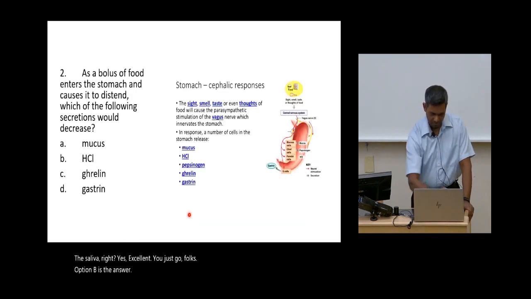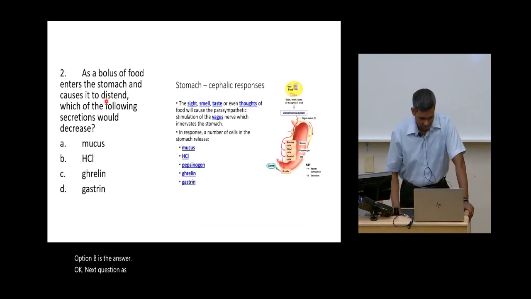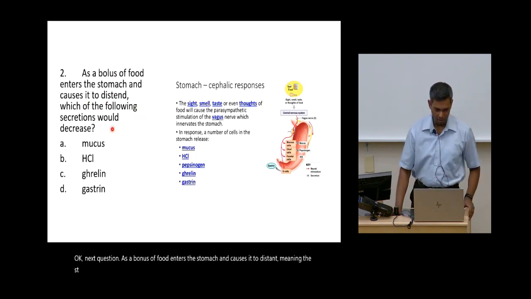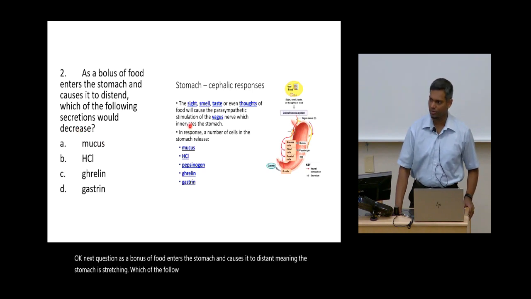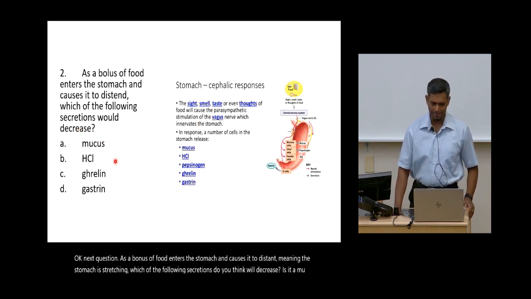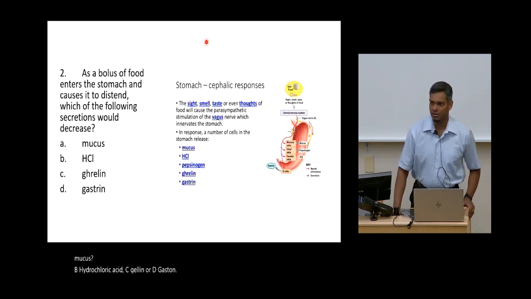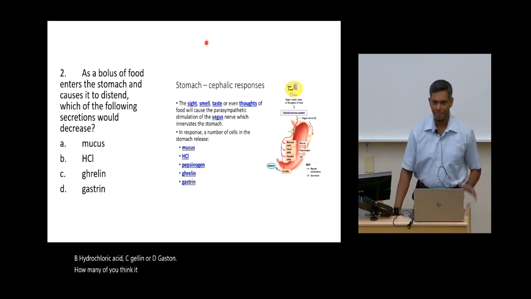Okay, next question. As a bolus of food enters the stomach and causes it to distend, meaning the stomach is stretching, which of the following secretions do you think will decrease? Is it A, mucus, B, hydrochloric acid, C, ghrelin, or D, gastrin? How many of you think it's A? Okay, no hands. B?